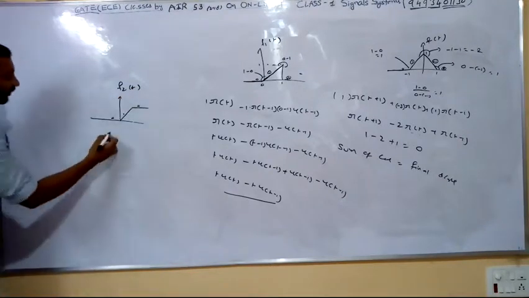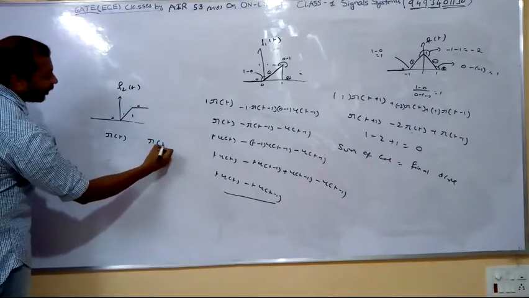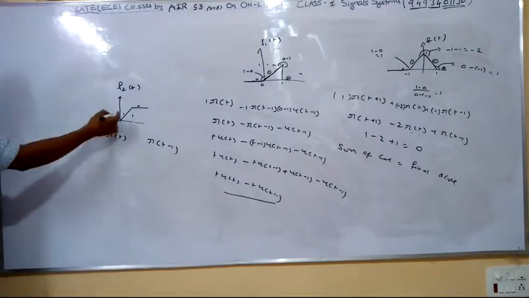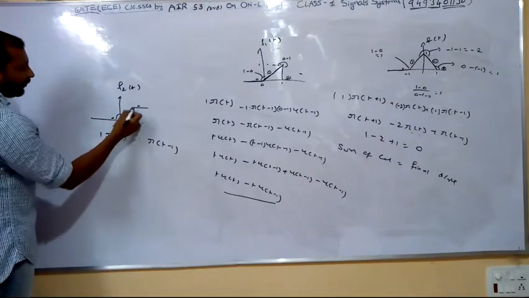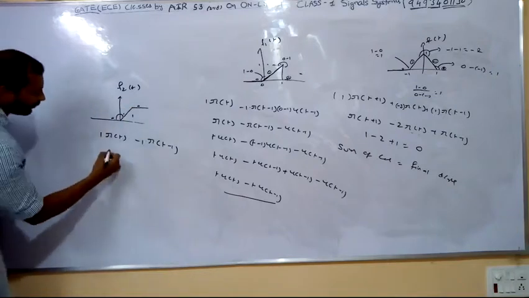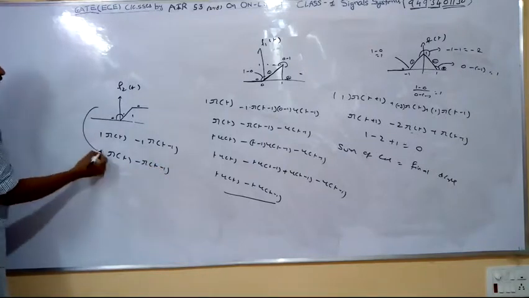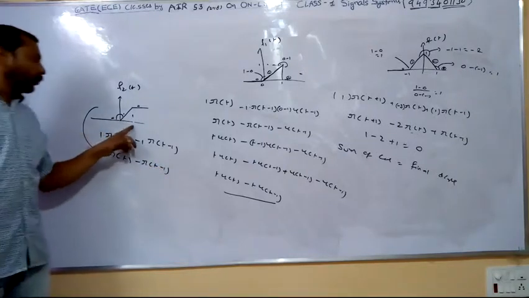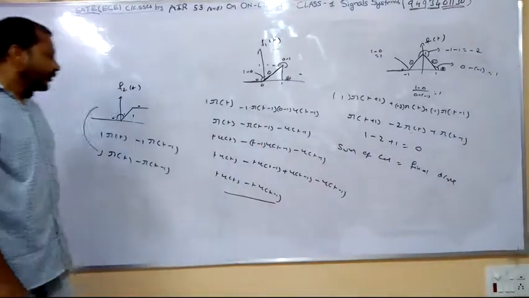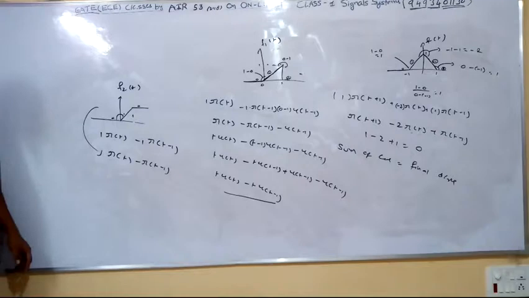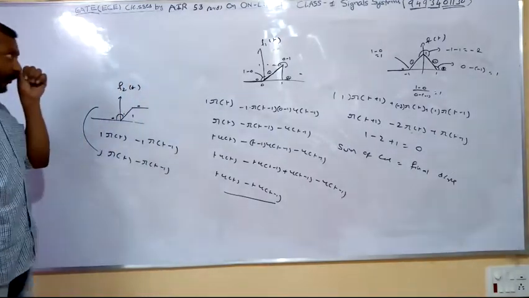So the corresponding instances are r of t and r of t minus 1. At r of t, the corresponding change will be equal to 1 minus 0, which is equal to 1, and at the t equal to 1 instant, the corresponding change is equal to 0 minus 1, which is equal to minus 1. So this can be represented as r of t minus r of t minus 1. This is the representation of this signal. There is no sudden change at t equal to 1, so we are not considering the u of t minus 1. Now, what next?